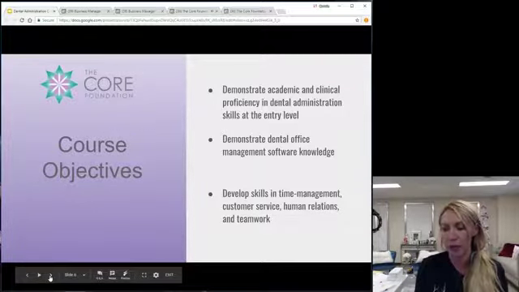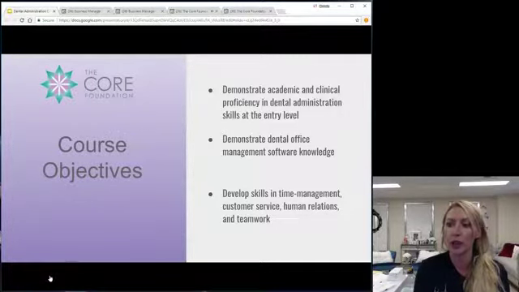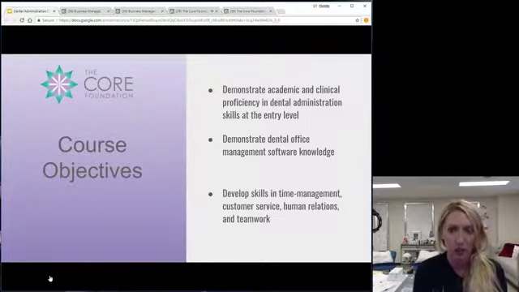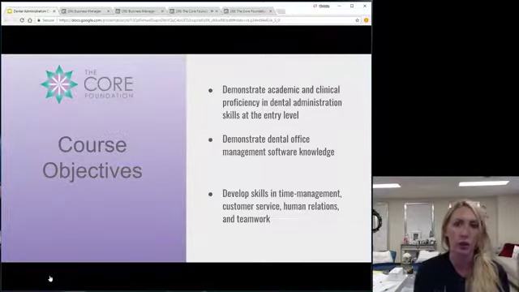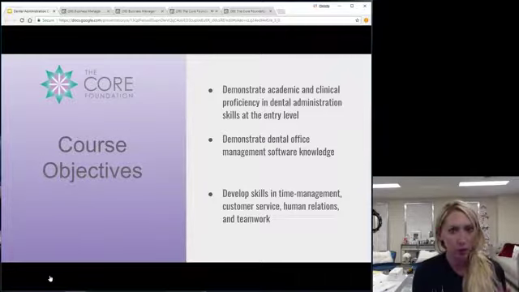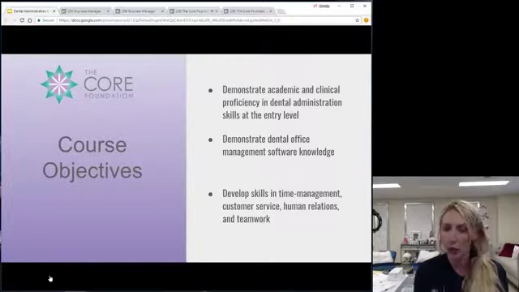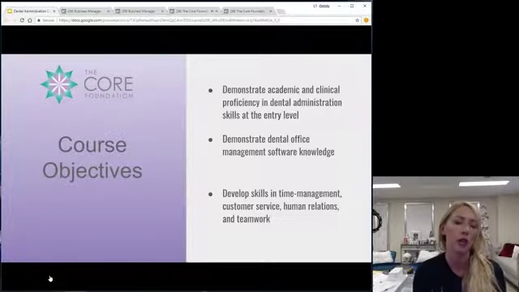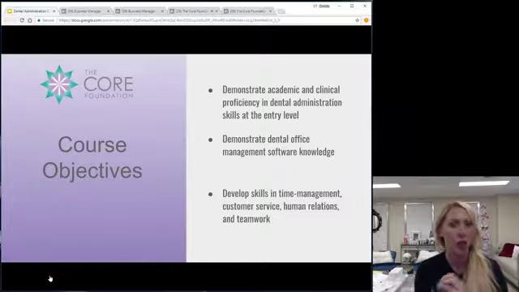So our course objectives: to demonstrate academic and clinical proficiency in dental administration skills at the entry level. So we're committed that by the end of this 12-week course, you can walk into a dental office and have a basic understanding and working knowledge of the dental office and the functions and the systems and the procedures and how things work. Every office is a little bit different, but that's okay. All you really need to know are the fundamentals. And if you know the fundamentals, you take those fundamentals and apply them to any dental office.